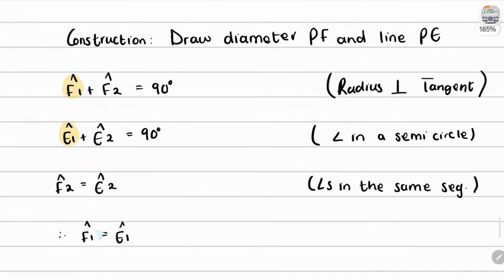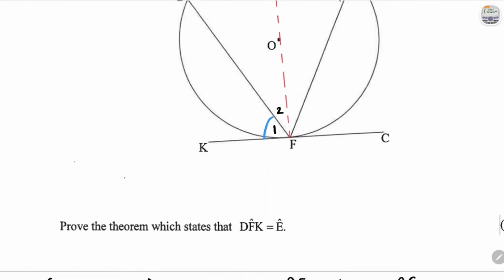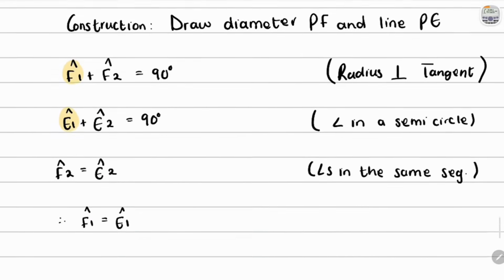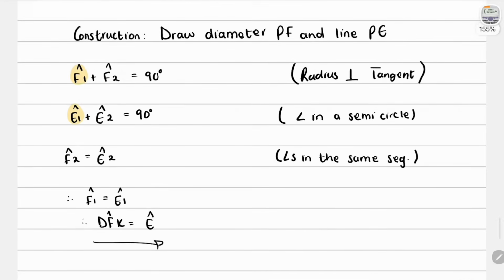So that means we can finally conclude angle F1 was the angle DFK and angle E1 was the angle E. So we can finally just tell them that this means that angle DFK is indeed equal to angle E. And that is how we prove this theorem.